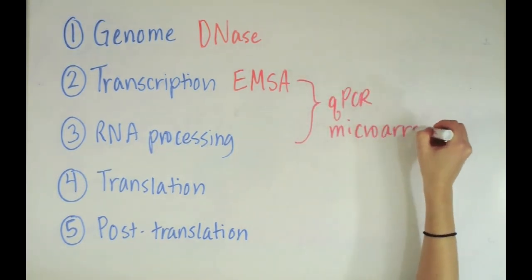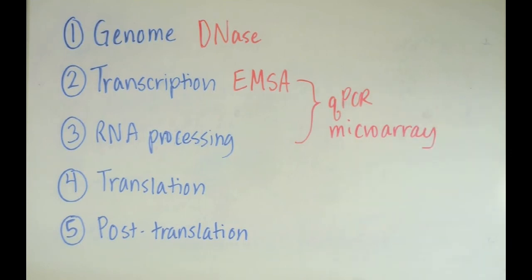qPCR and microarray tell you how much mRNA is present in a sample, relatively, which depends on transcription. qPCR can also be used to examine the expression of different splice variants. Western blot reveals the amount of protein in a sample, so it applies to translation. In addition, some antibodies are able to distinguish between different post-translational modifications, such as phosphorylation. IP is really concerned with the interactions between proteins, which is something that also happens after translation.